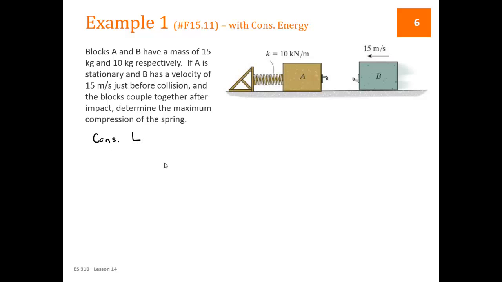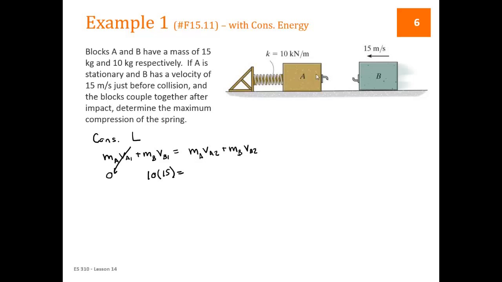Conservation of momentum says that mA vA1 plus mB vB1 is equal to mA vA2 plus mB vB2. So our initial momentum is equal to our final momentum. Initially, block A is not moving, so that's 0. Block B has a mass of 10 and is moving at 15 meters per second.